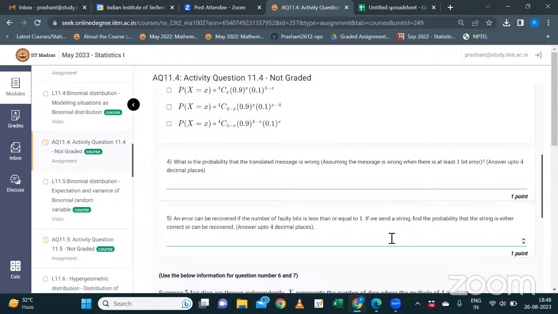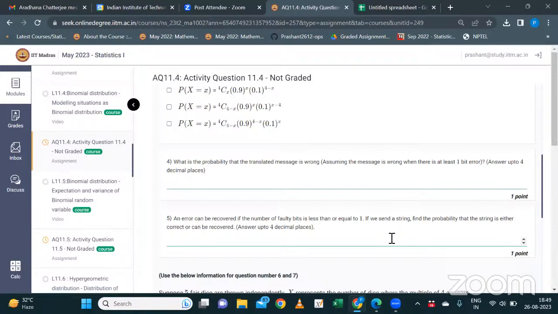An error can be recovered if the number of faulty bits is less than or equal to 1. If we send a string, find the probability that the string is either correct or can be recovered. So what was your approach? Sir, my approach was first to take the probability of a string that is fully correct, like all 4 bits are correct, and then add the ones which have faults, just 1 or less than 1, basically 0 and 1, and then add them. But my answer was a bit different.